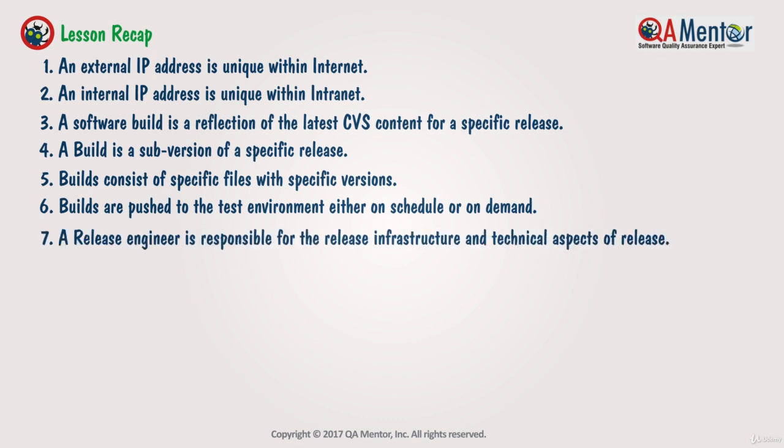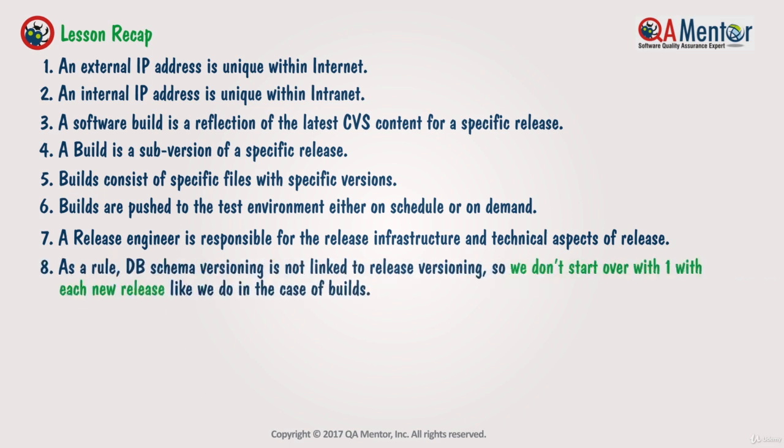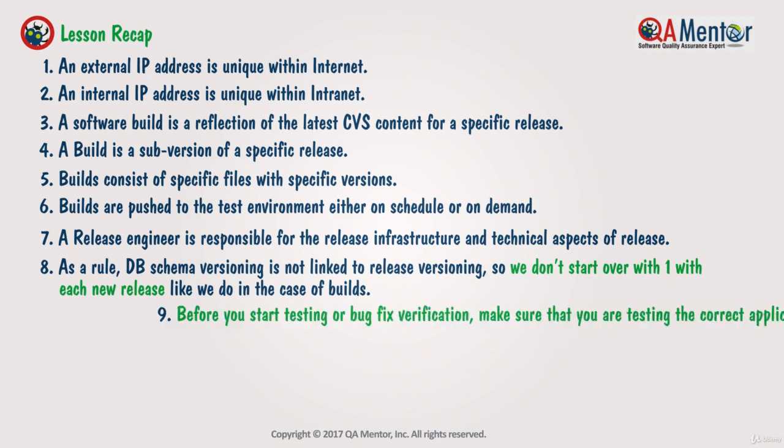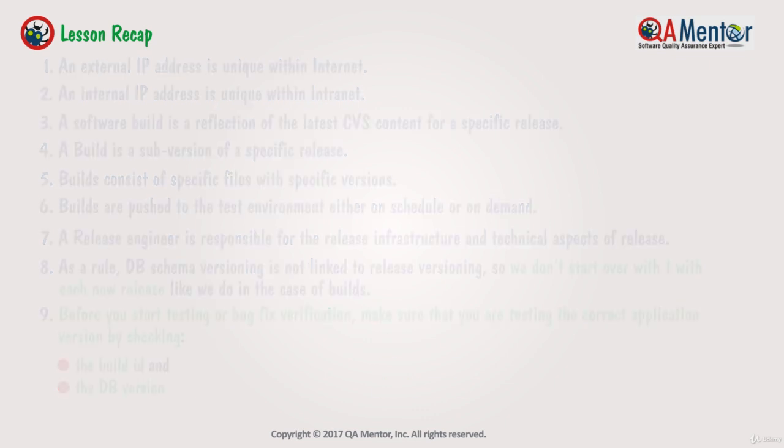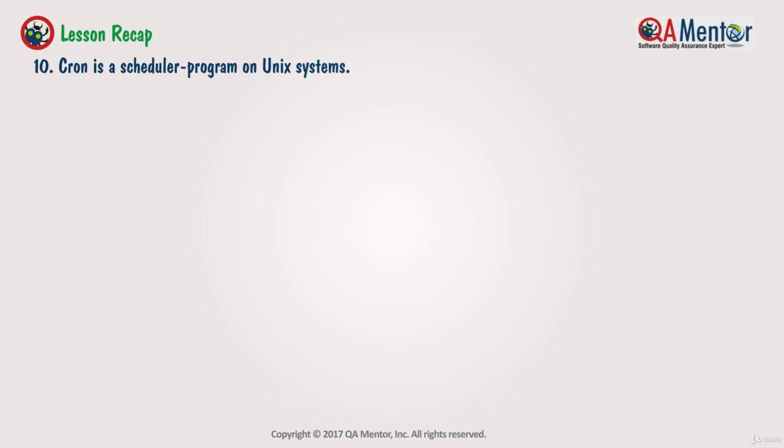7. A release engineer is responsible for the release infrastructure and technical aspects of the release. 8. As a rule, DB schema versioning is not linked to release versioning, so we don't start over with one with each new release like we do in the case of builds. 9. Before you start testing or bug fix verification, make sure that you are testing the correct application version by checking the build ID and the DB version. 10. Cron is a scheduler program on Unix systems.